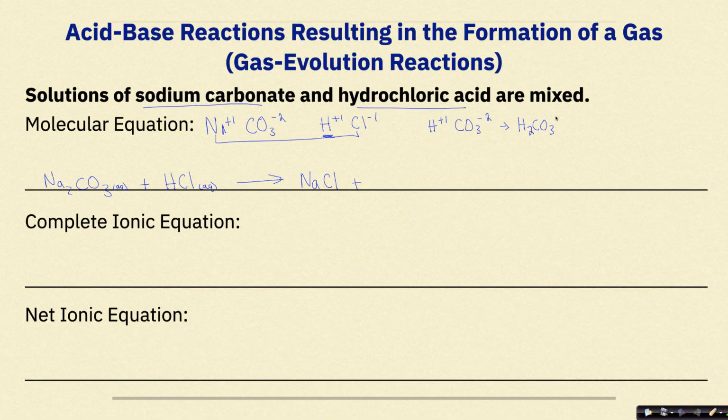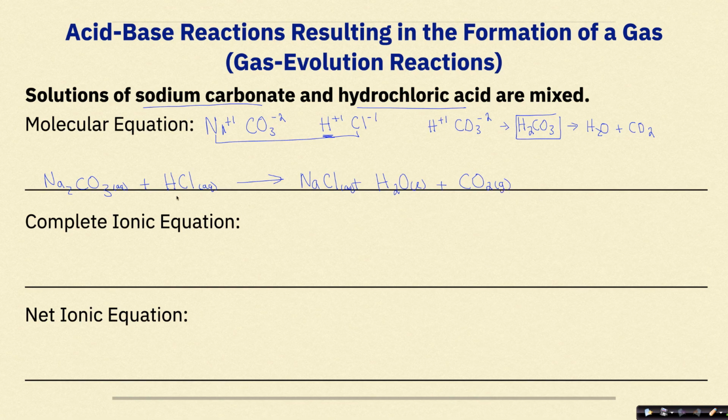Instead, we're going to say to ourselves, hey, this is unstable. And when this is unstable, it's going to automatically form H2O plus CO2. So if we put phases in here with this, we'll say NaCl, we know that's a very strong electrolyte, so aq, we know that's going to dissolve, plus H2O, so that's our little l for liquid, plus CO2 gas. So there's the gas that we're looking for right there.